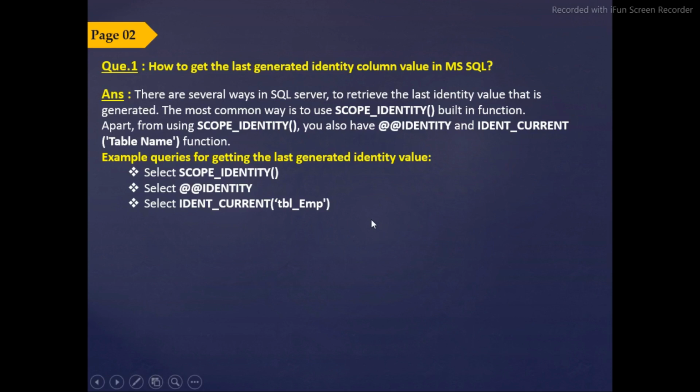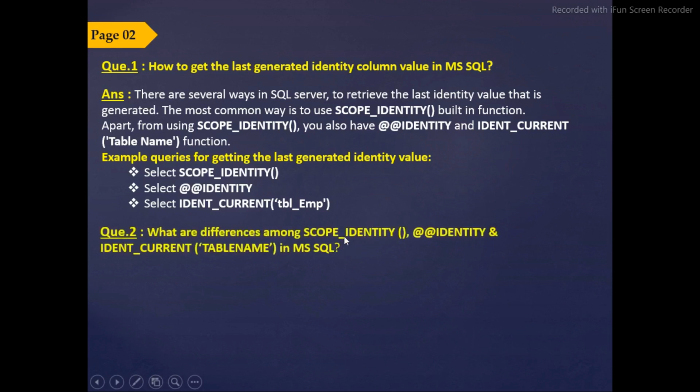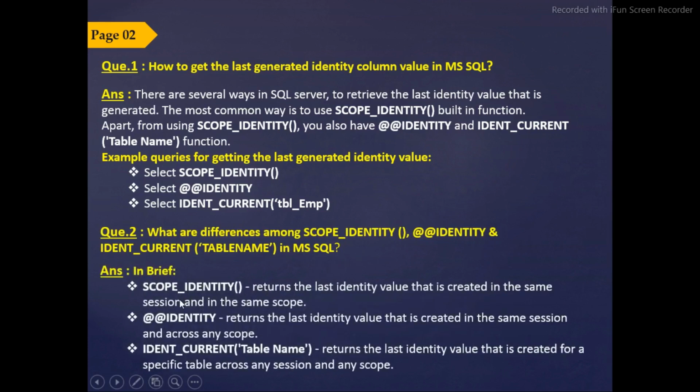Okay, so the next question is what are the differences among scope_identity, @@identity and ident_current with table name in MS SQL? And the answer is scope_identity returns the last identity value that is created in the same session and in the same scope. @@identity returns the last identity value that is created in the same session and across any scope. Ident_current with table name function returns the last identity value that is created in the specific table across any session and any scope.